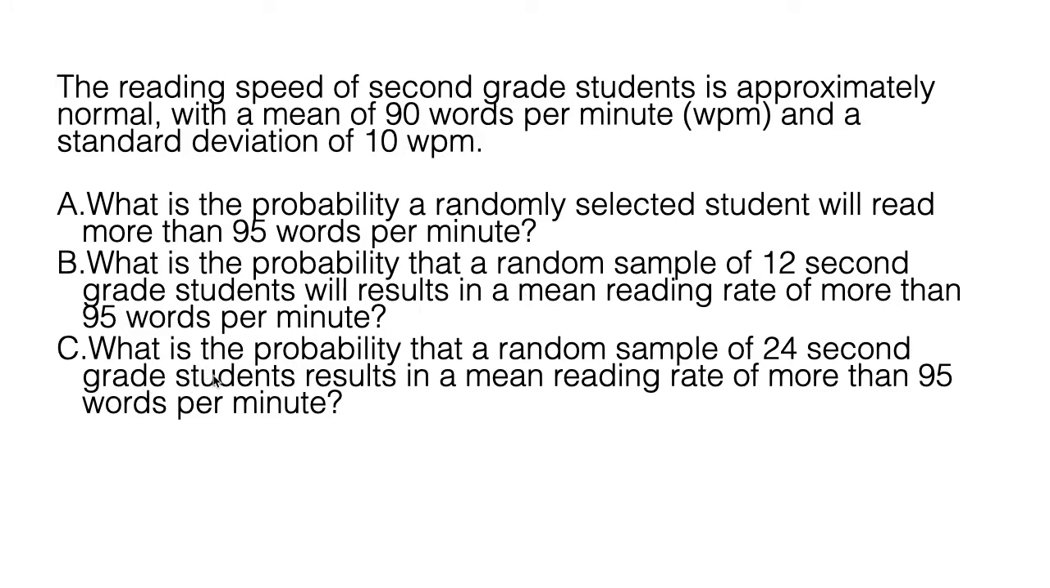Notice that Part C asks, what is the probability that a random sample of 24 second grade students results in a mean reading rate of more than 95? Part C is regarding X bar. So now we have to determine, is this going to be a probability question involving the random variable X, or is it going to involve a probability question on our random variable X bar?